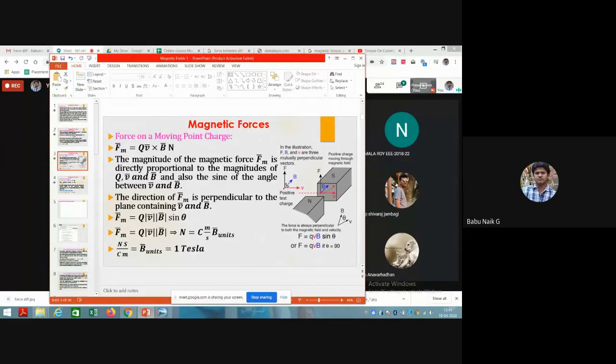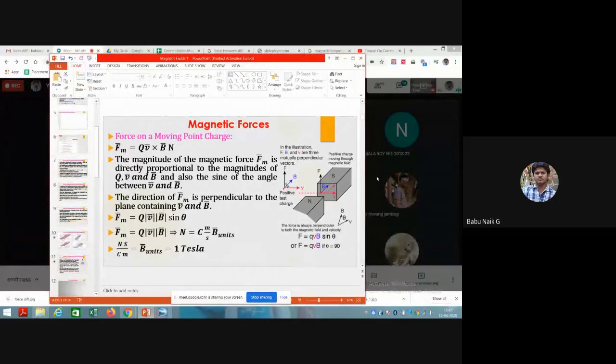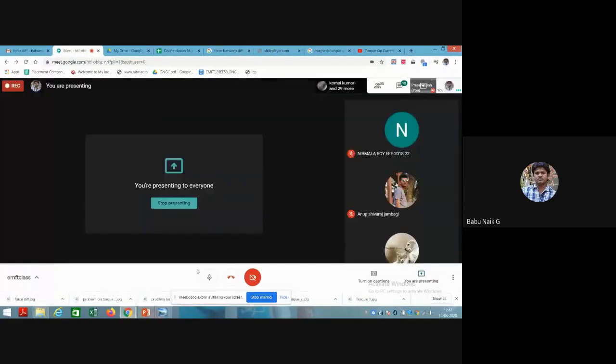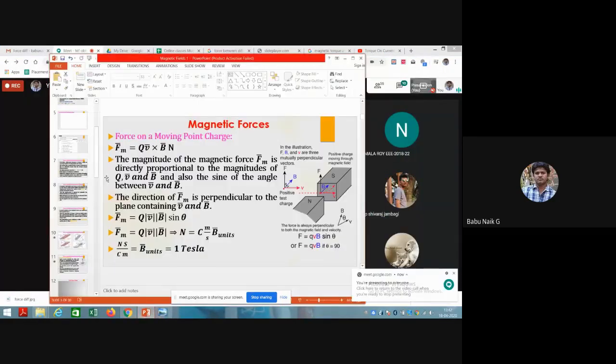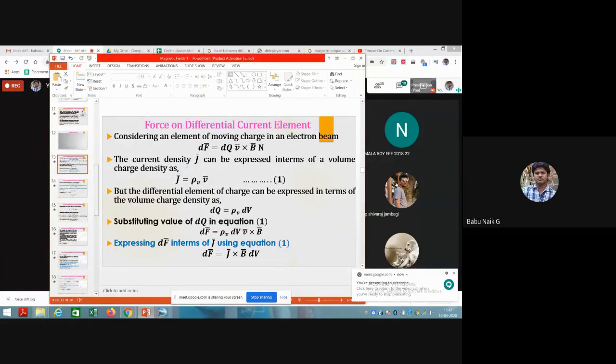So we have seen that in a magnetostatic force, the charge has a velocity, and the magnetic field produces the force. That force is equal to Q into velocity cross B bar. After this, we discussed the differential current element, and what the force due to it will be. Differential current element, okay, so what will be the force on it?